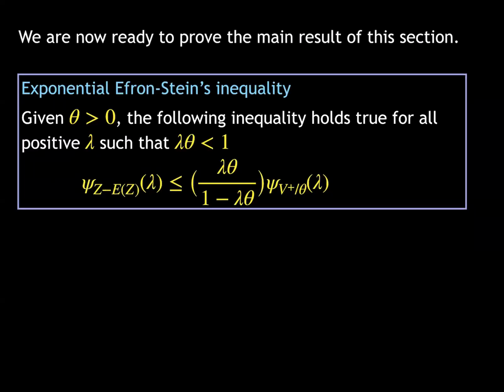So the log of the moment generating function is less than something which involves a tuning parameter theta times the log of the moment generating function of V plus over theta. And why is it interesting to have this tuning parameter?